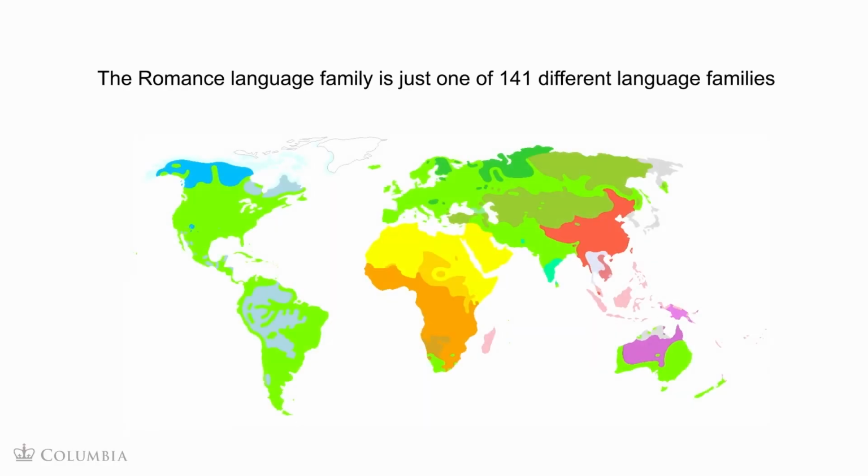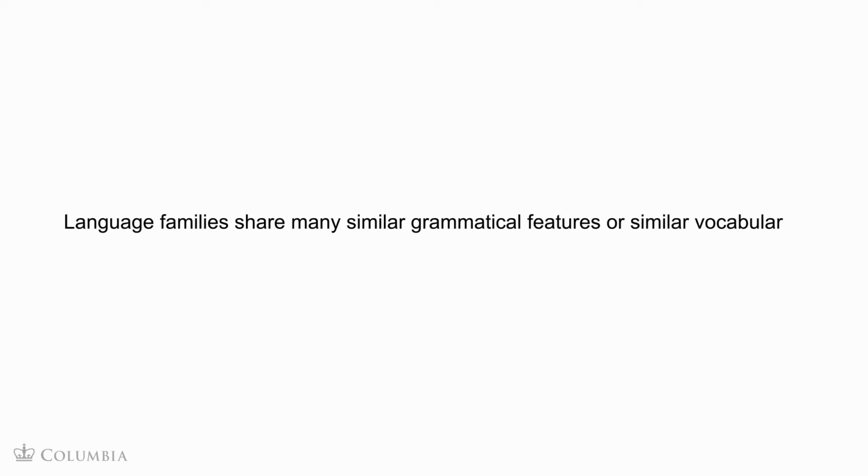The Romance language family is just one of 141 different language families. Language families share many similar grammatical features or similar vocabularies. We call this similarity linguistic proximity. There are many examples of similarities across languages in the same family. Sometimes we call these similarities transparency between languages.